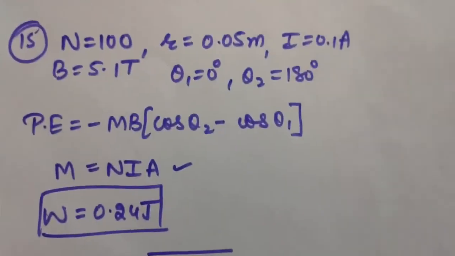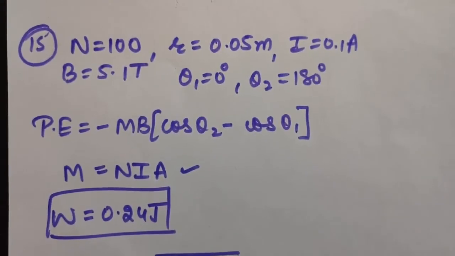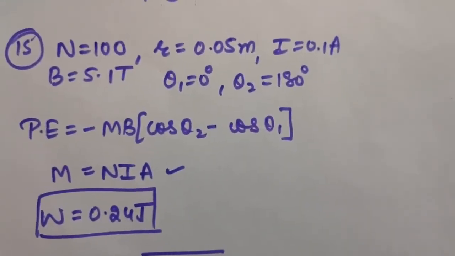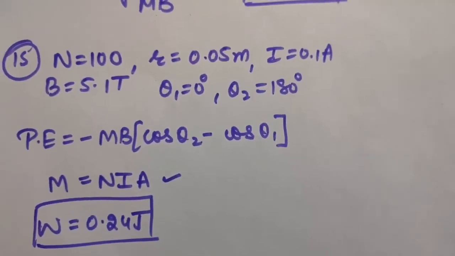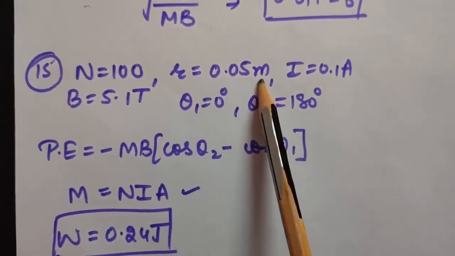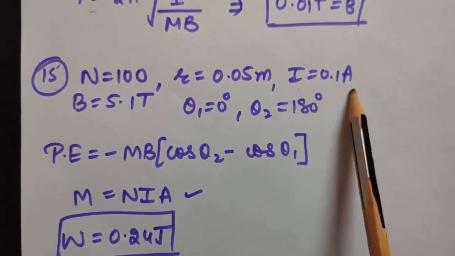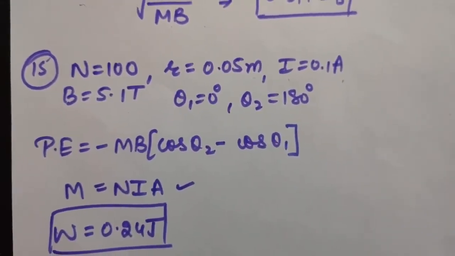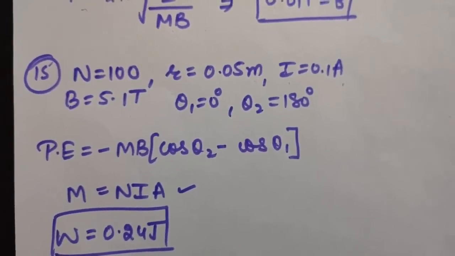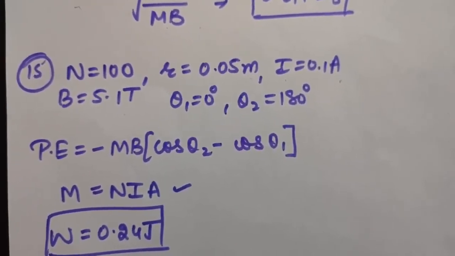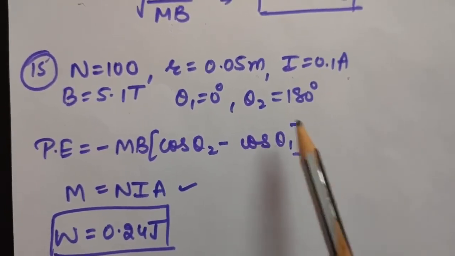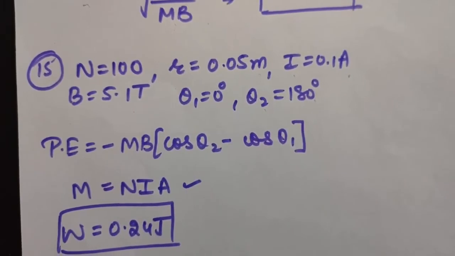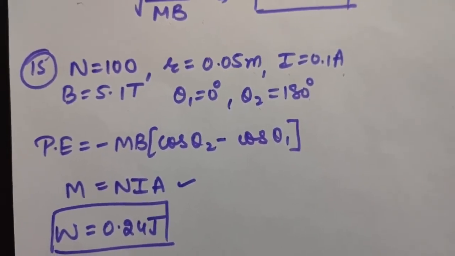Okay, so the next is question number 15. It says a circular coil has 100 number of turns and effective radius of 5 centimeter, that is 0.05 meters. Current is given to be 0.1 amperes and magnetic field is this much. So it is asked what is the work done to rotate it through an angle of 180 degrees about an axis perpendicular to magnetic field. So that is theta 2 is 180 degrees. And it is also given the plane of coil is initially perpendicular to the magnetic field.